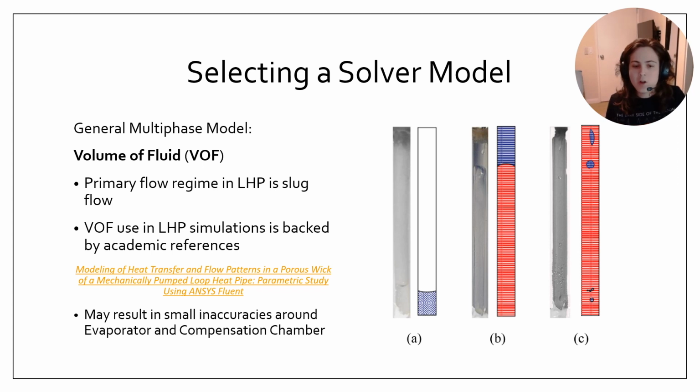Additionally, selecting a solver model, I'm going to go with volume of fluid. This is because the primary flow regime is slug flow. And additionally, VOF was used in a few different papers with loop heat pipes to back it up. And our paper specifically takes a look at the position of these interfaces to compare the different porosities. So that's very important to look at.